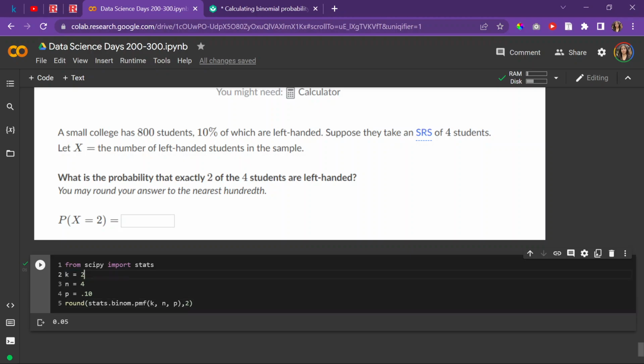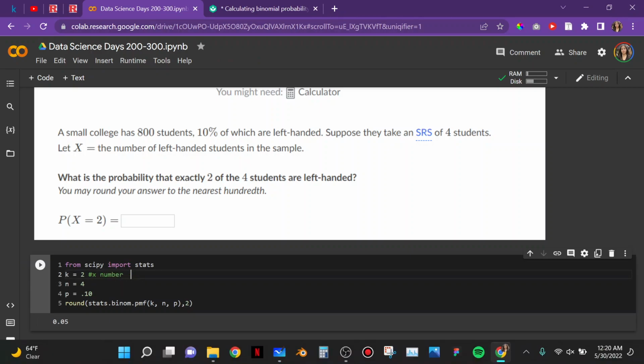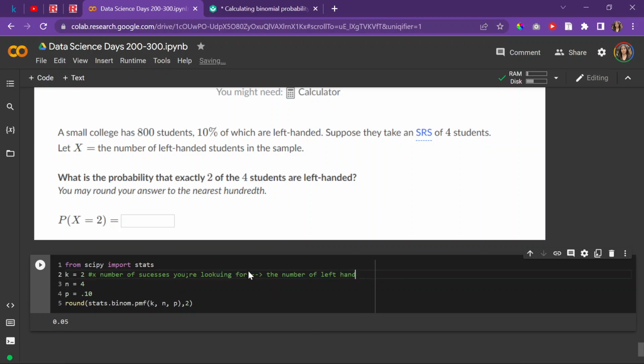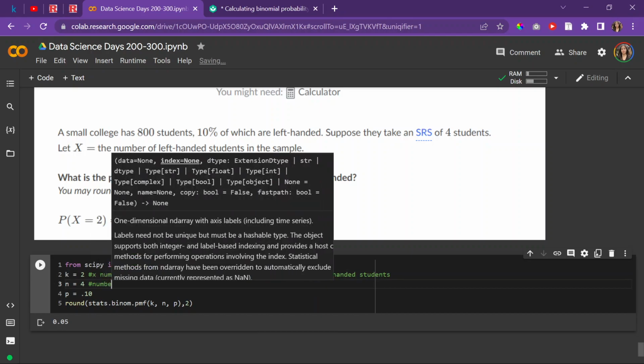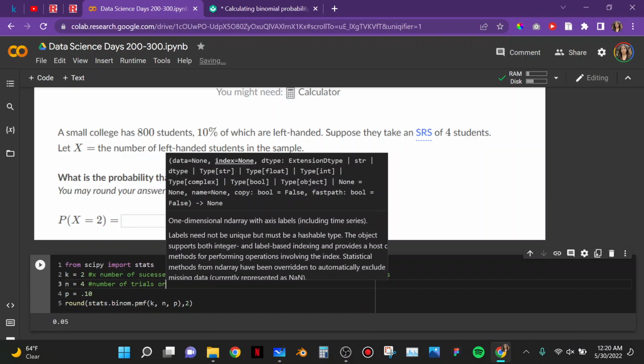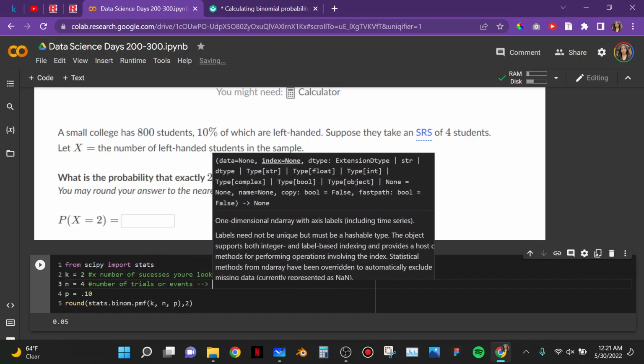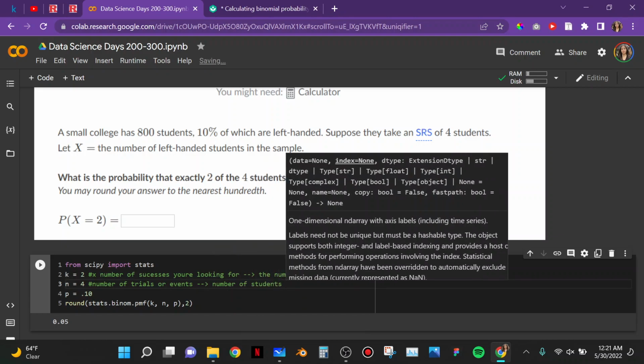Okay, so K, again, just some notation. K is your X, in this case. It's the number of successes you're looking for. In this case, it's the number of left-handed students that we're looking for. And then N is the number of trials or events. In this case, it's the number of students that we have in our sample.